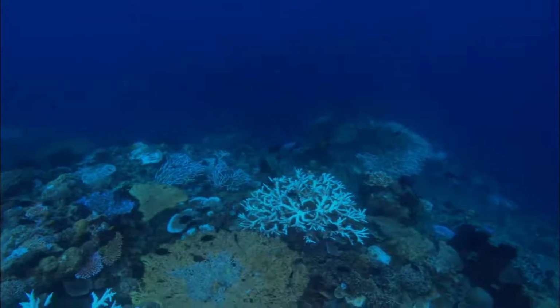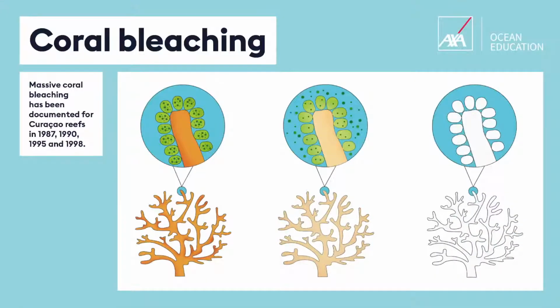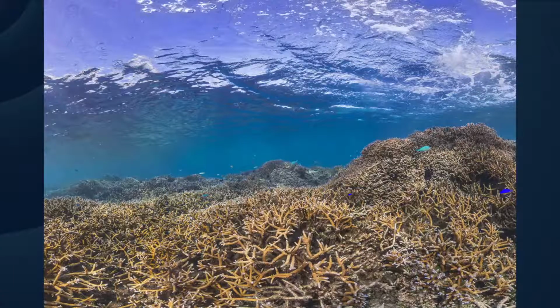So there's two ways in which high carbon dioxide levels in the atmosphere can affect the coral reef. We have ocean acidification and we have coral bleaching, driven mostly by higher ocean temperatures.